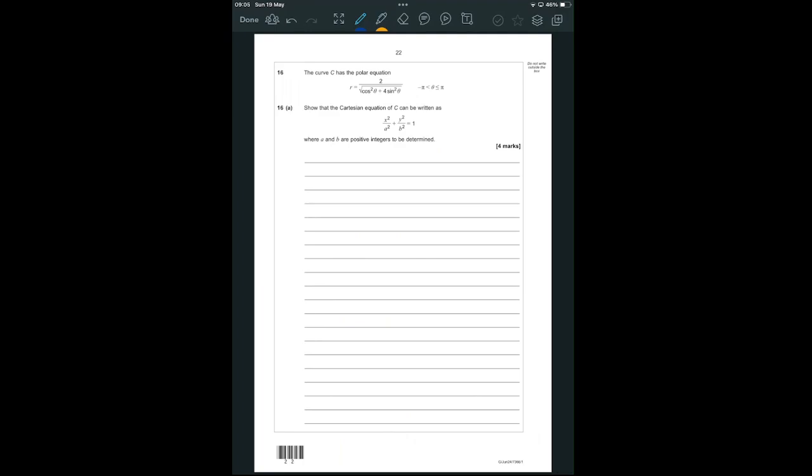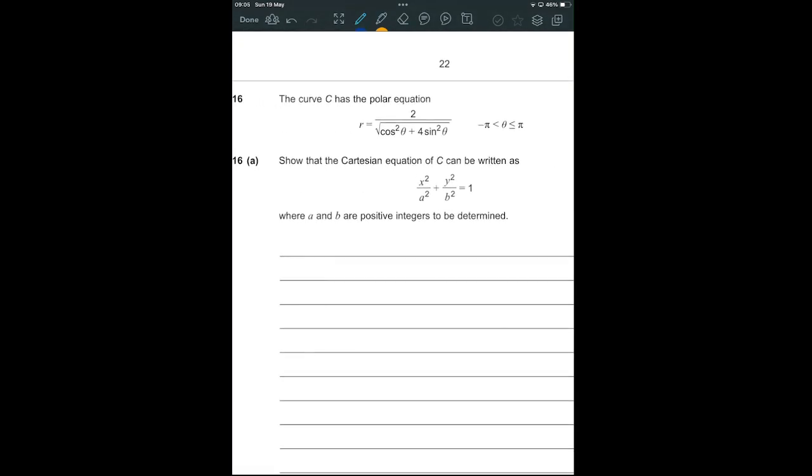Question 16, we have a lovely polar curve. When I say lovely, that looks horrendous. Show the Cartesian equation can be written in that form. So the couple of things that we need to remember is r squared equals x squared plus y squared. X equals r cos theta, and y equals r sine theta.